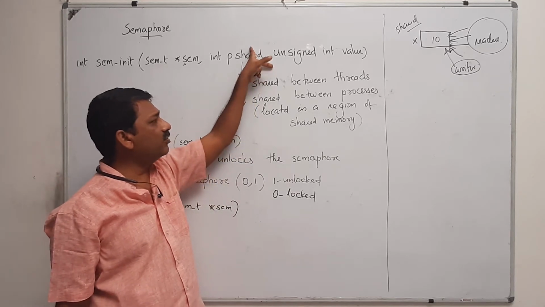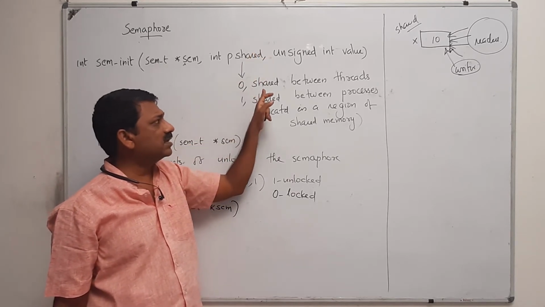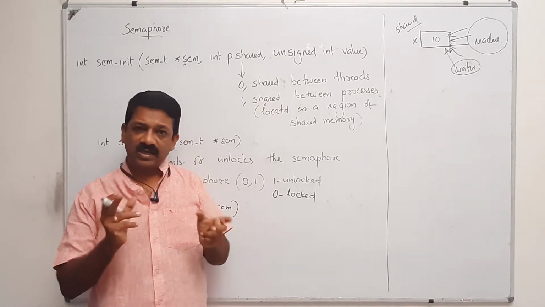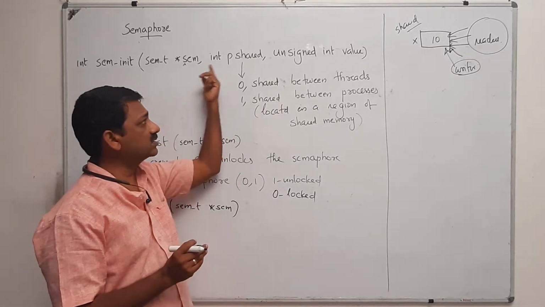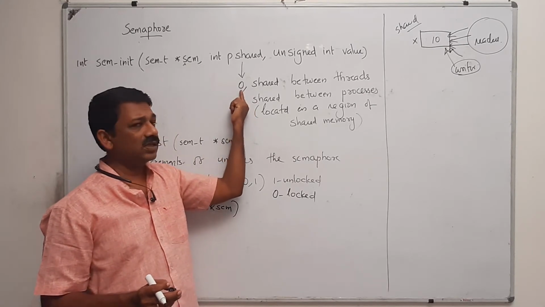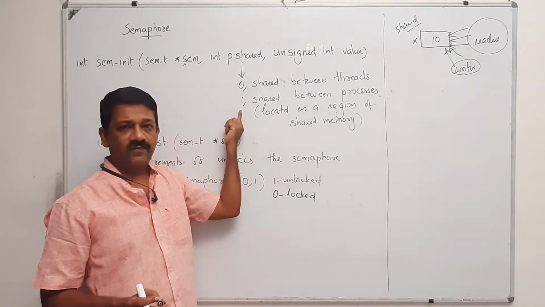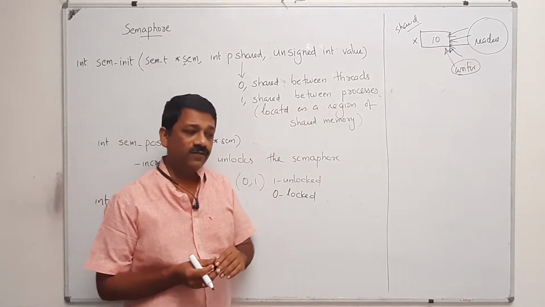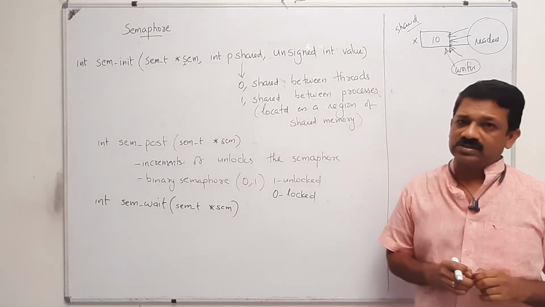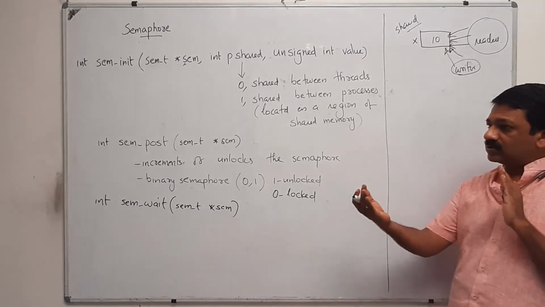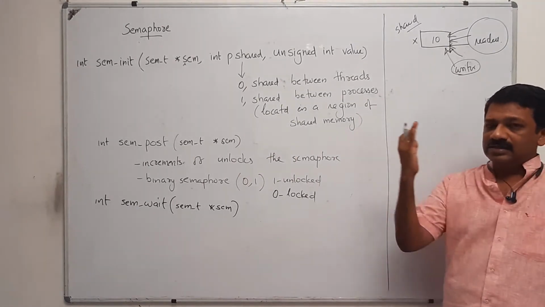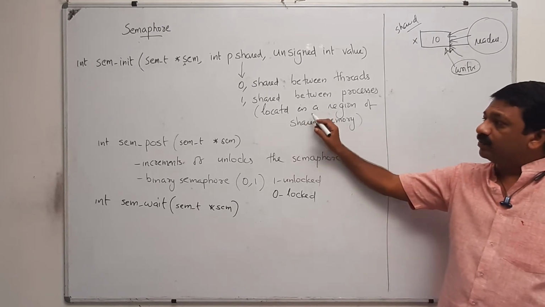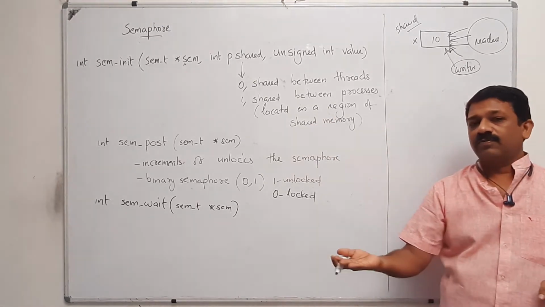If the integer value you pass is 0, that means it is shared among threads. It is not for inter-process communication; only inter-thread communication we are using this semaphore. That's why we have 0 here. If it is 1, it is shared between processes. If it is shared between processes, that means they are separate entities, so the semaphore should be located in the shared memory portion of the kernel.